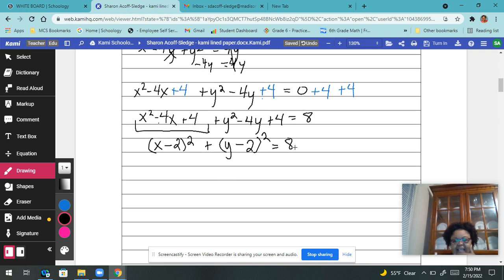And that's actually like the formula for a circle. It really is, with a center at (2, 2) and a radius of the square root of 8. All right, so that is how you do those. So hopefully that helps.